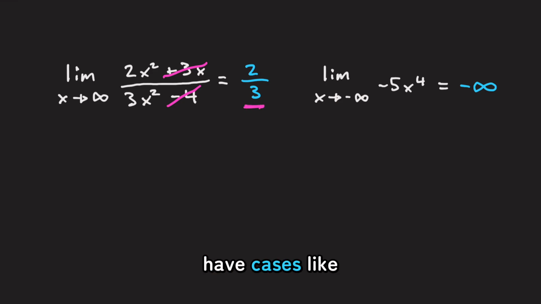And when you have cases like this one where you're going to negative infinity, you treat the negative sign as a substitution. And so you would look right here, and you see that there's the fourth power. And so the fourth power cancels out the negative sign, meaning that you just have the one negative sign left attached to that 5, which means that the answer is negative infinity.